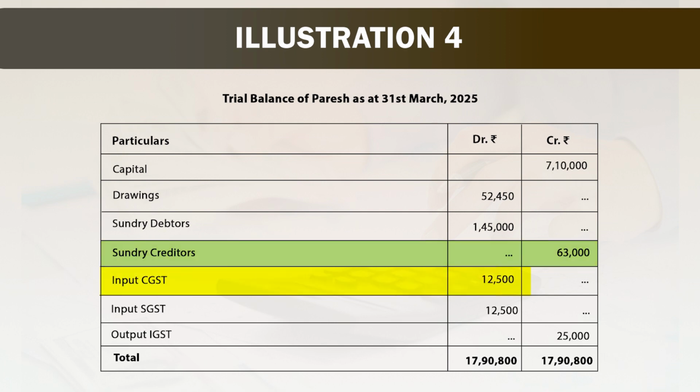Friends, here be careful, input CGST is given to us 12,500, input SGST is given 12,500 and output IGST is given to us 25,000. So here we have to set off this input GST against output IGST, but that is to be offset according to the given order. So the total of the trial balance is 17,90,800. Now you are asked to prepare trading account and profit and loss account for the year ending on 31st March 2025 and balance sheet as on that day after considering the given adjustments.